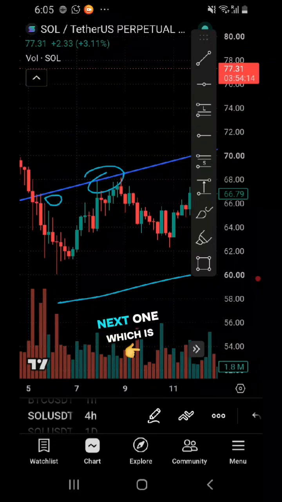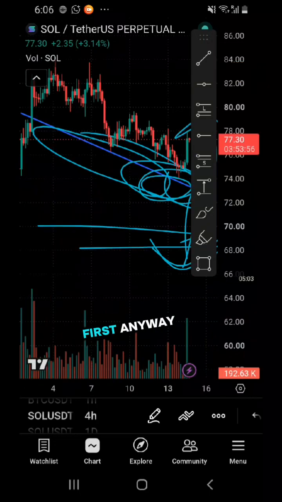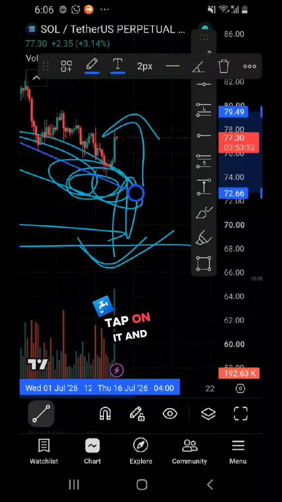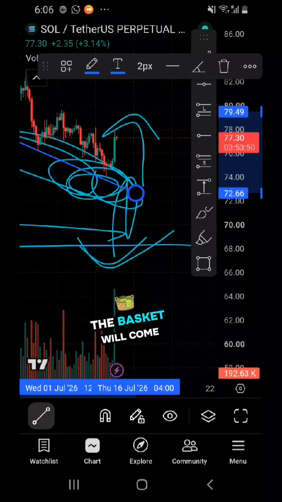Let's go to the next one, which is the horizontal line. Let me clear my chart first. Anyway, how we clear is you just tap once on what you want to delete, and the basket will come up here or any place in your chart.